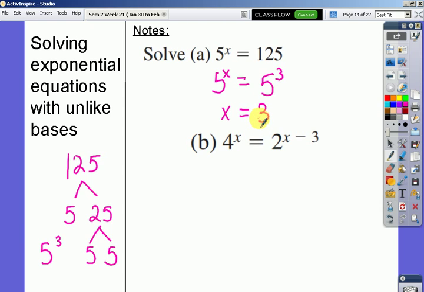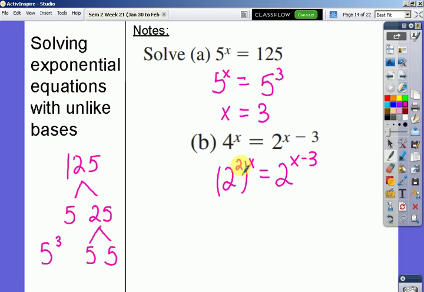Do you have any questions about that first one? Second one, we have to ask ourselves, can I make a 2 a 4 or can I make a 4 a 2? Well, I can change the 4 and make it 2 squared, right? So that one was easy. We didn't even need a factor tree. So 2 squared, and you still have an x, equals 2 to the x minus 3. So all I did was I changed that 4 and I made it in terms of base 2, so 2 squared. So now I have like bases, and I can set their exponents equal.